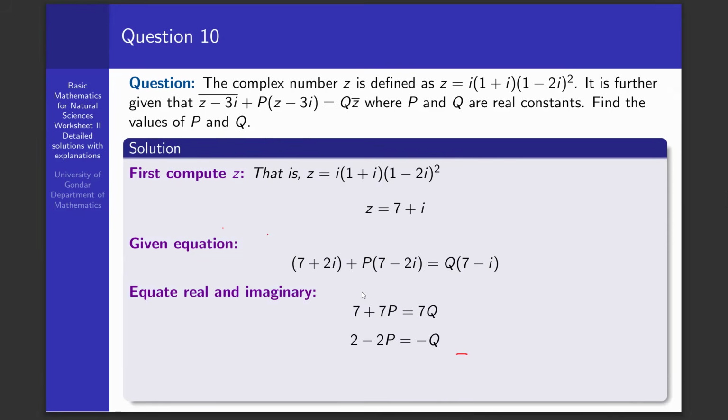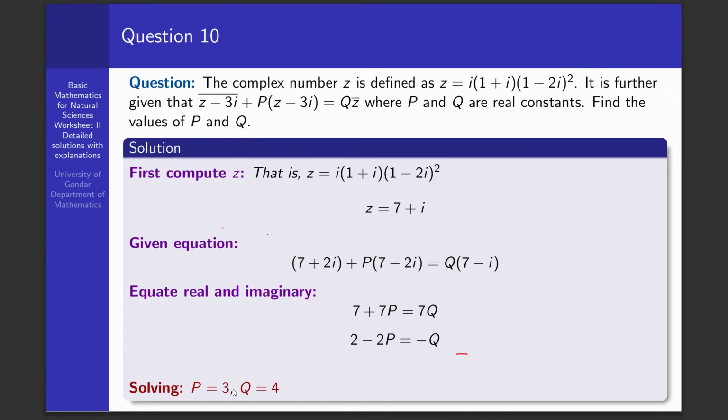From the real parts here, we have 7 plus 7p is equal to 7q. And from the imaginary part, we have twice of i minus twice of p. When we distribute this one over here, it is just minus q. Then solving this system of linear equations, we have the values of p and q, that is simply p is equal to 3 and q is equal to 4.